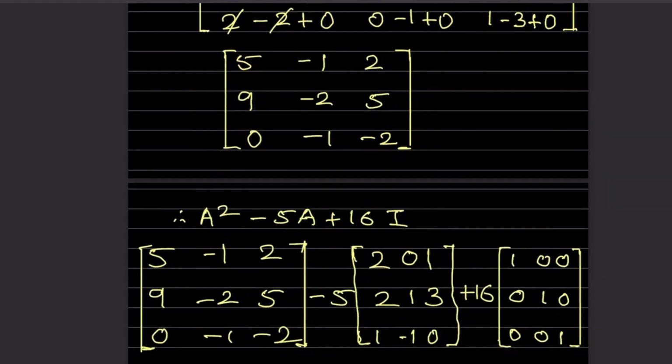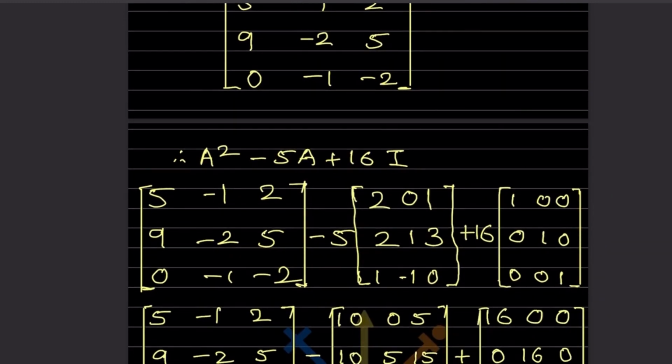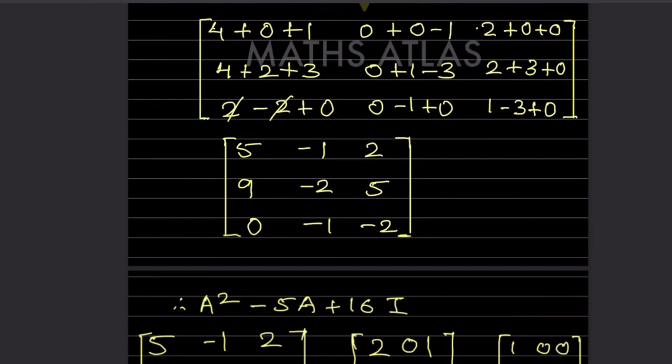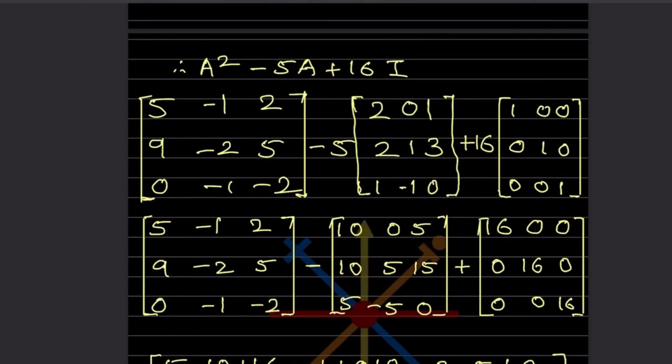Now let us see A square minus 5A plus 6I. This is for A square. A is already given, the same matrix here, and this is a 3 by 3 matrix. So I means the identity matrix, which will also be written as the 3 by 3 identity matrix: 1 0 0, 0 1 0 and 0 0 1. This is the identity matrix, and this 6 is here. Now let's keep this as it is.